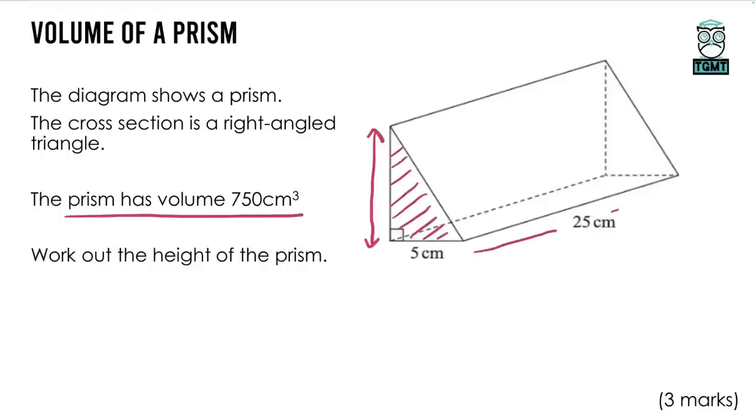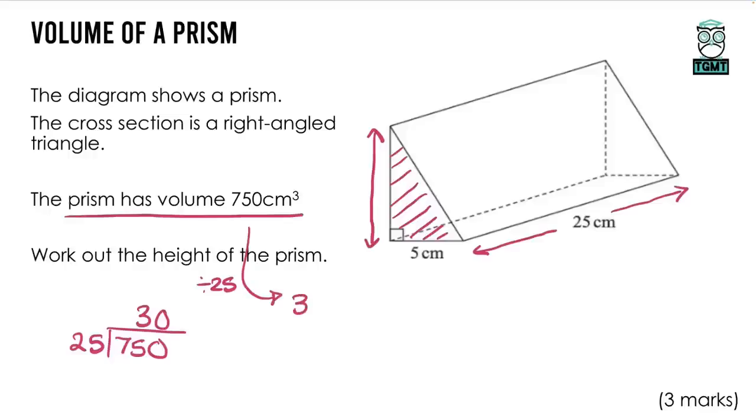We know to get the volume of a prism, we do the area of the cross-section times it by the length. So if we've been given the volume, we could divide by the length to find the area of the cross-section. So in this particular question, our first step would be to divide by 25. That's going to tell us what the area of the triangle is, that cross-sectional area. We need to take our time to work that out. It's actually not a bad one to do with bus-stop division. 25 goes into 75 3 times, and then we have a 0. So our answer is 30.